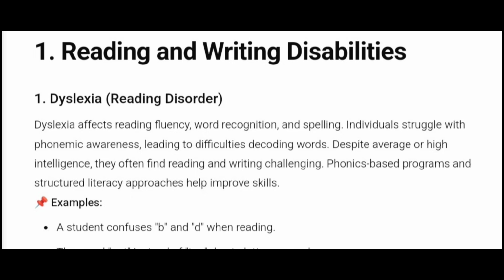Dyslexia affects reading fluency, word recognition, and spelling. When a child has dyslexia, he will not be so fluent, he will not be able to recognize words, and his spellings will also be very weak. Individuals struggle with phonemic awareness, leading to difficulties decoding words. Despite average or high intelligence, they often find reading and writing challenging. Phonics-based programs and structured literacy approaches help improve skills.